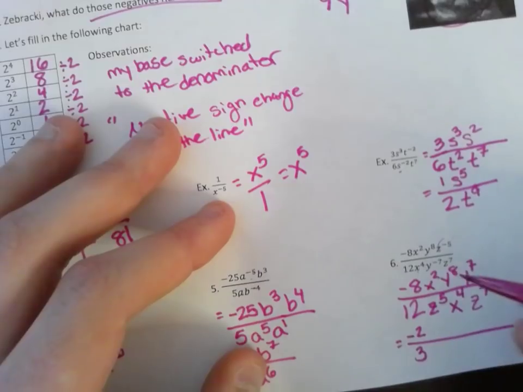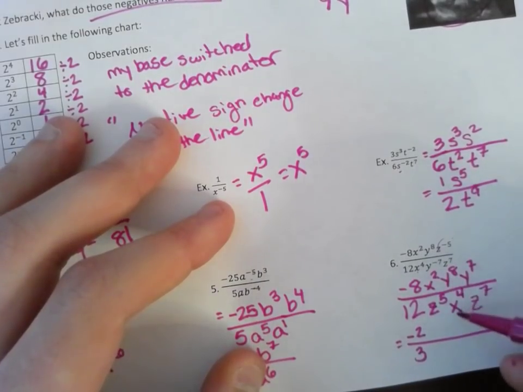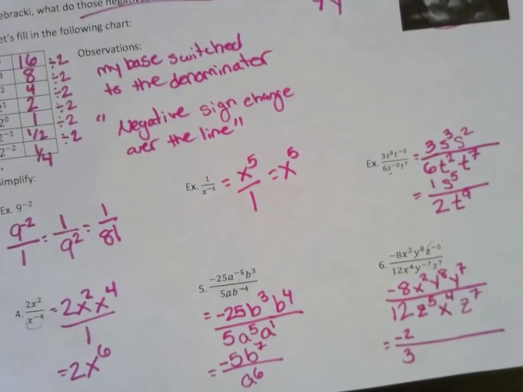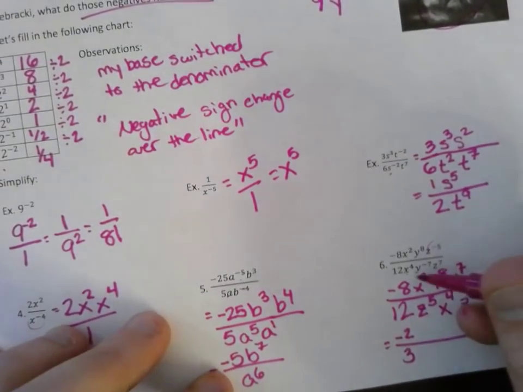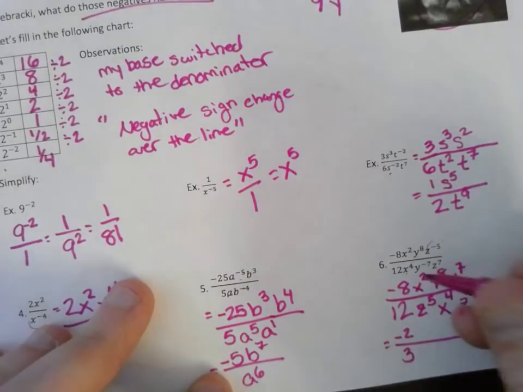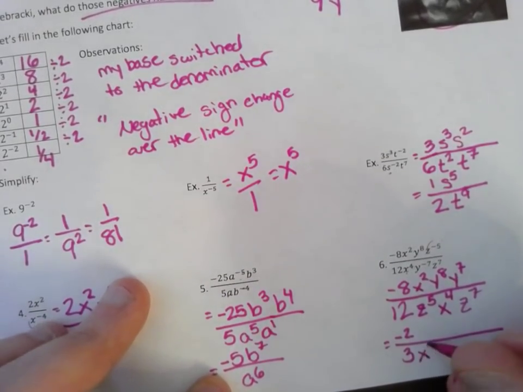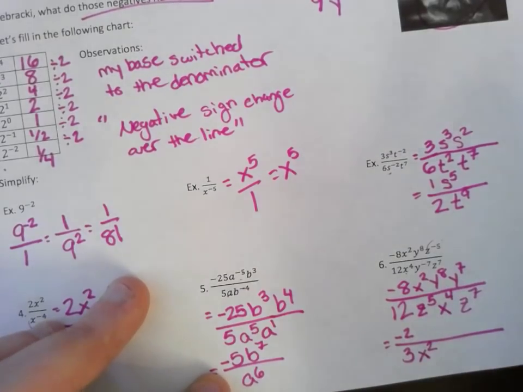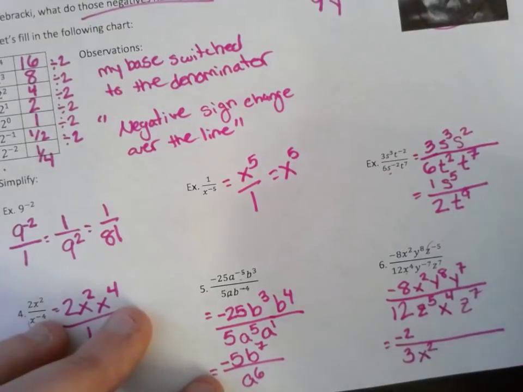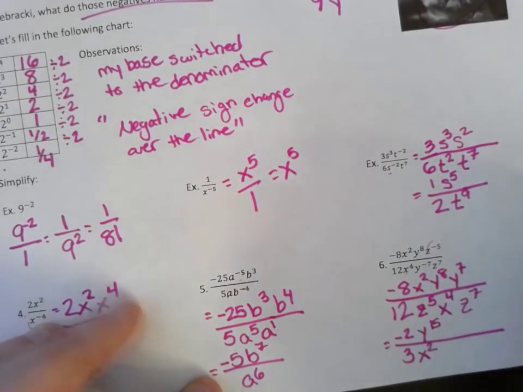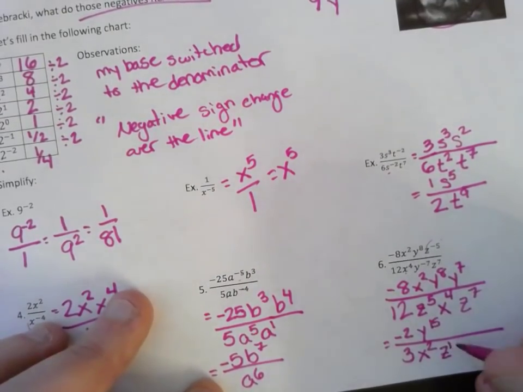Now, I have x squared up here, x to the 4th down here. I am not using the quotient rule. I have 2 factors of x, I have 4 factors of x. If 2 of these factors go away, that means I have 2 factors left over in the denominator. Y to the 8th and y to the 7th, 8 and 7, that makes 15. Z to the 5th, z to the 7th, that makes z to the 12th.